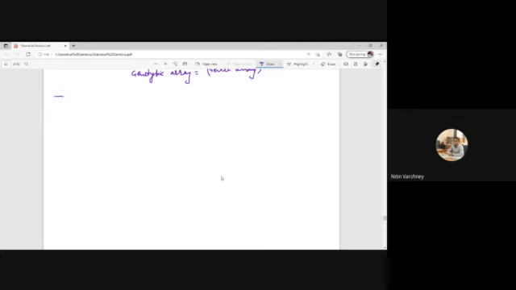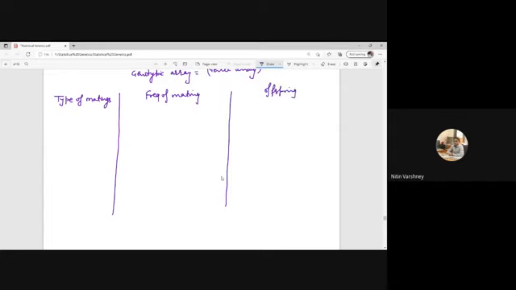Now see here, to prove the Hardy-Weinberg law, we will see the type of matings, then frequency of mating, then third one is offspring. Okay, so type of matings are capital A capital A, capital A small a, small a small a. So all possible matings we have to do.